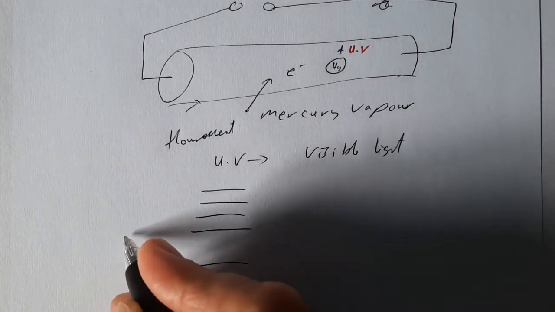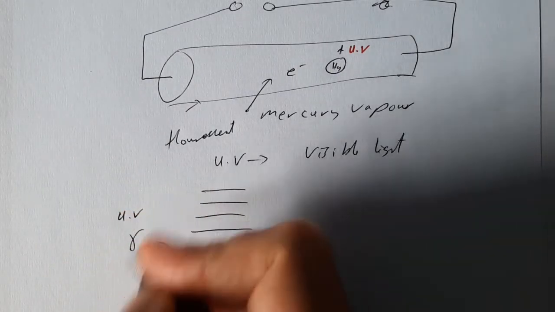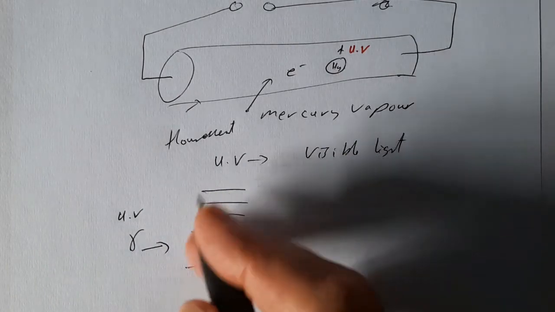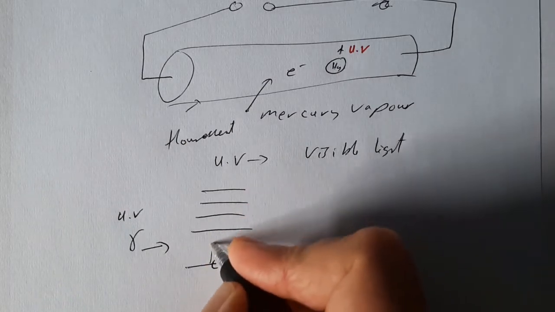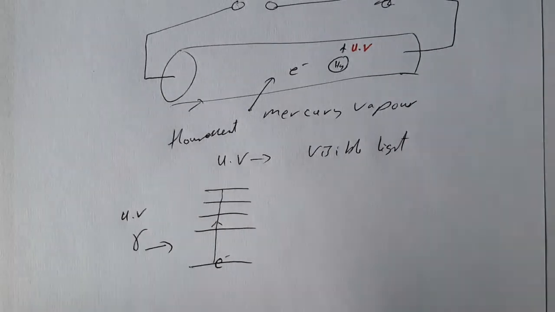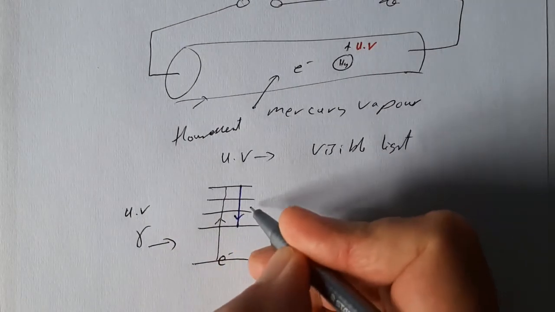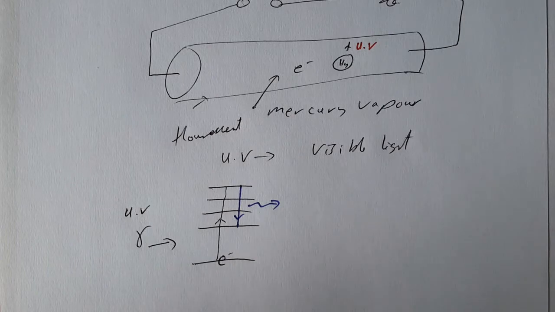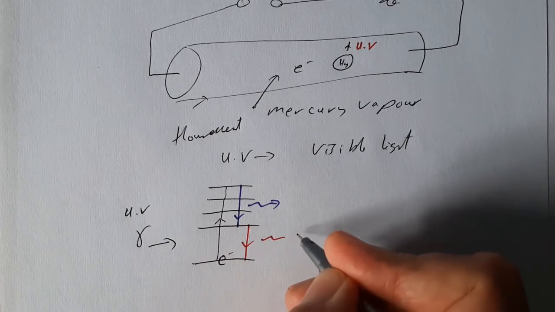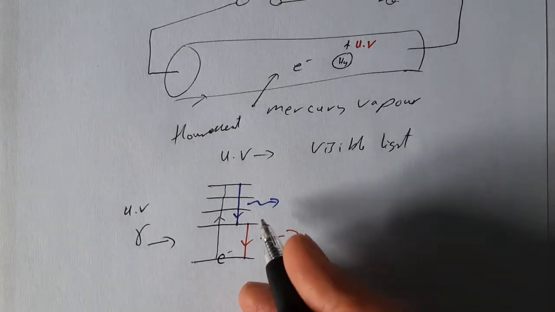So we get an ultraviolet photon coming from the fluorescent tube, so coming from the mercury vapor. That collides with an electron in the ground state of the fluorescent powder and causes an excitation into a higher energy level. And then as that electron returns to the ground state, and this is happening multiple times, as it makes different size jumps, it's giving out different energies of photons. So you can see here I've created a red photon and I've created a blue photon.